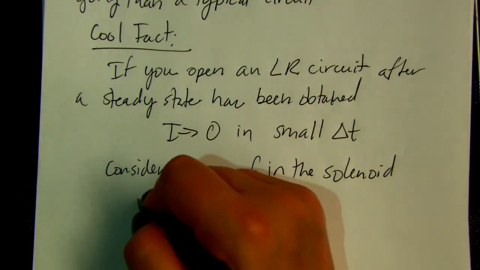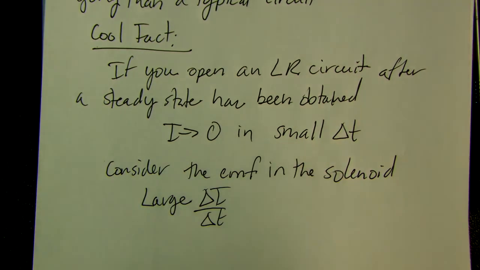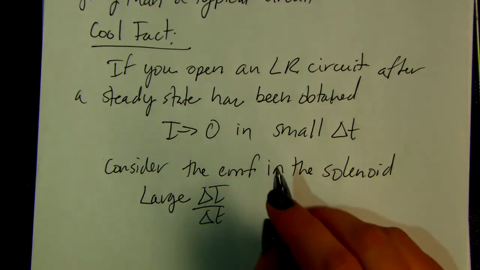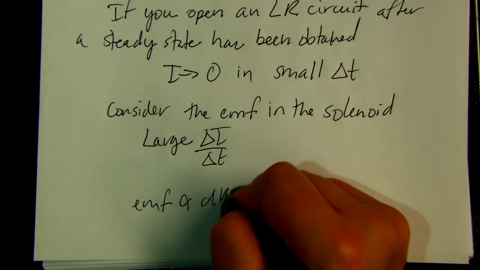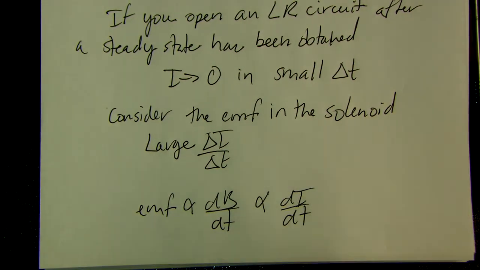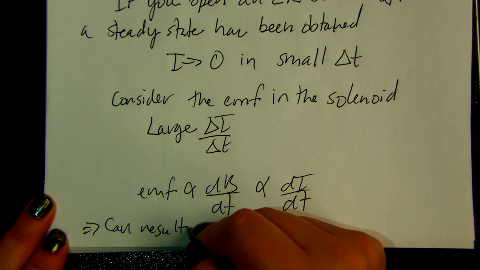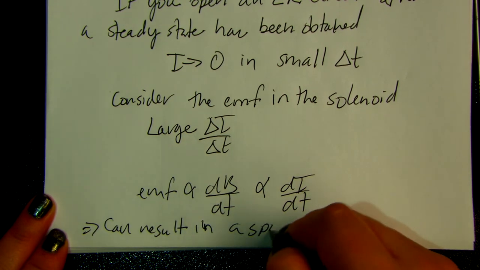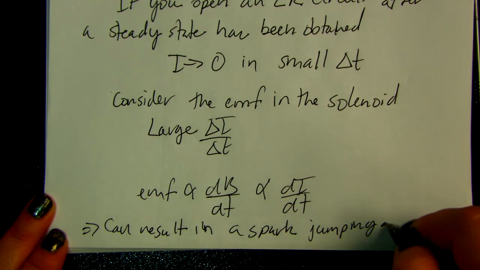So you have a large delta I, delta t. Large change, very short time interval. So EMF is proportional to dB/dt, which is proportional to dI/dt. So all of a sudden you just ramp up your EMF, which can result in a spark, and a spark jumping an opening switch.